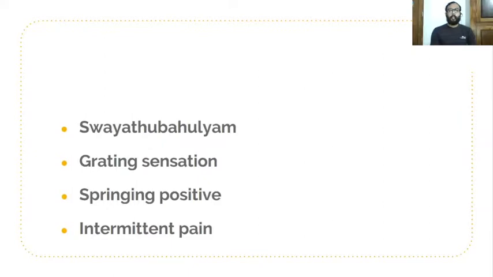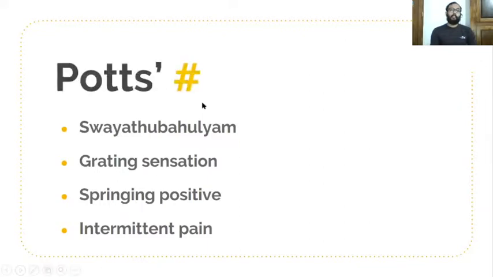Then the patient felt pain over the distal end. That means there is fracture over the distal end. The nature of pain is intermittent pain, particularly in fracture. It is Pott's fracture. Pott's fracture means bimalleolar fracture of ankle.